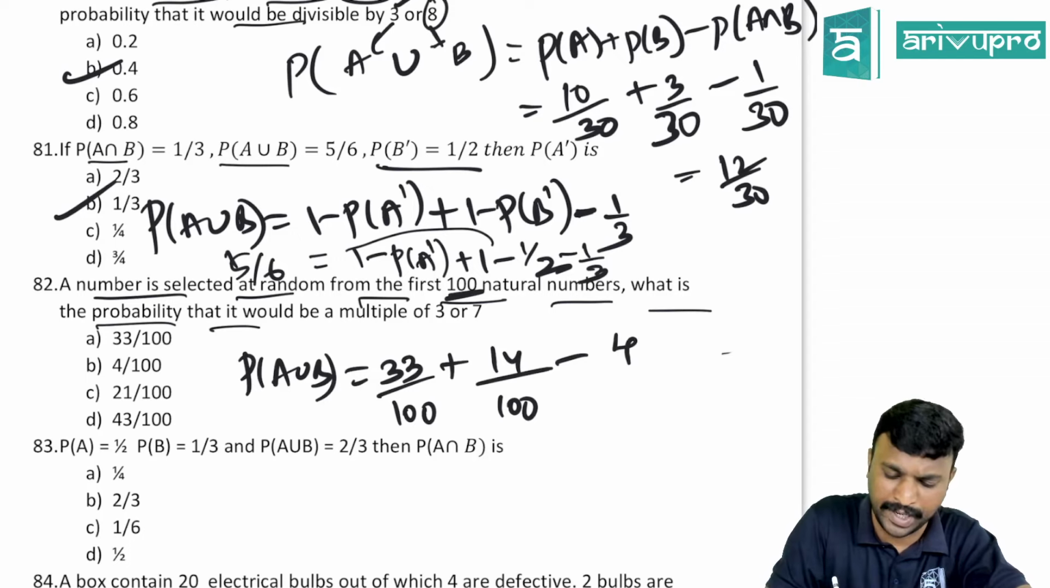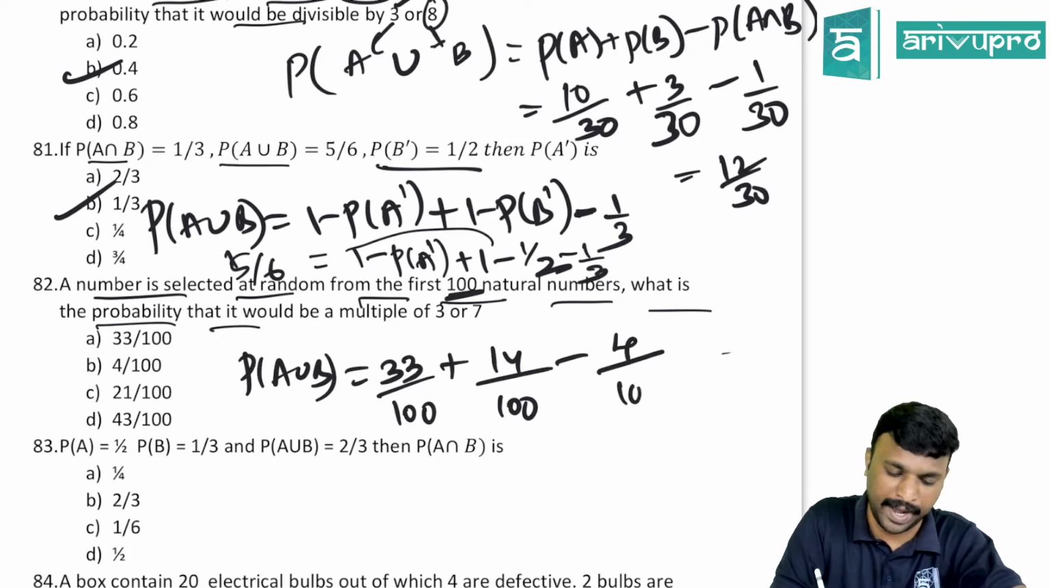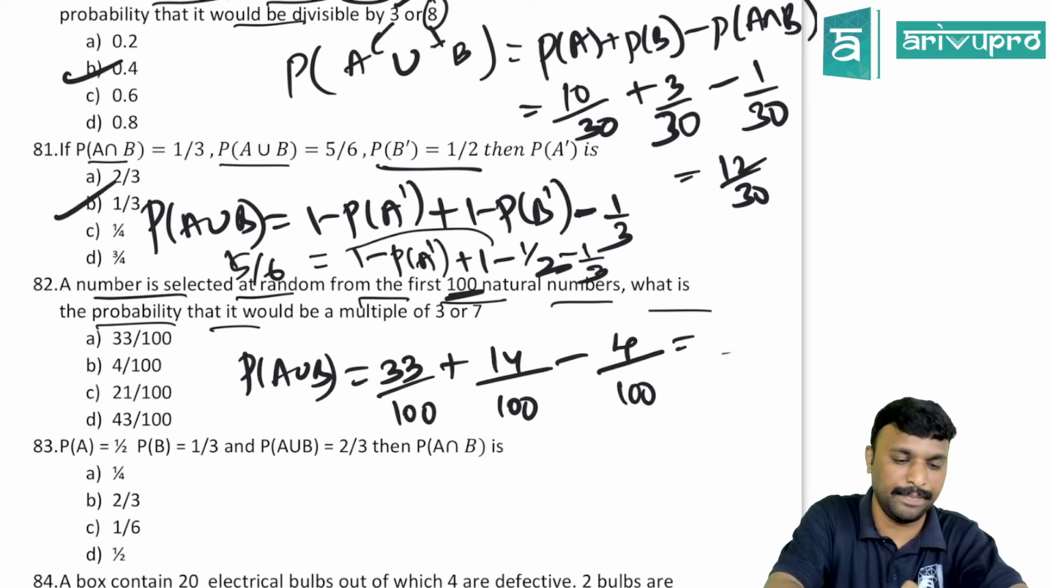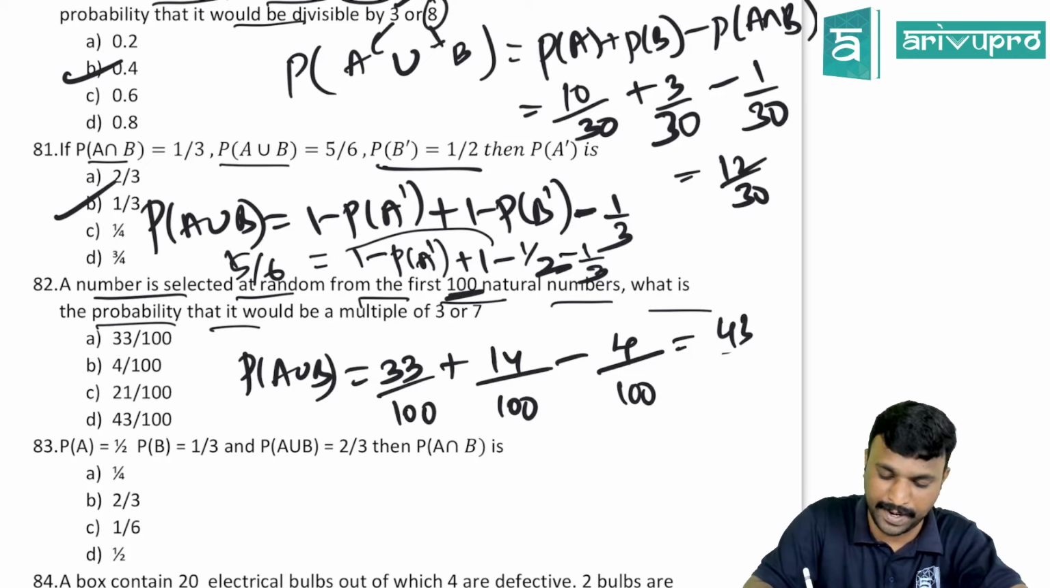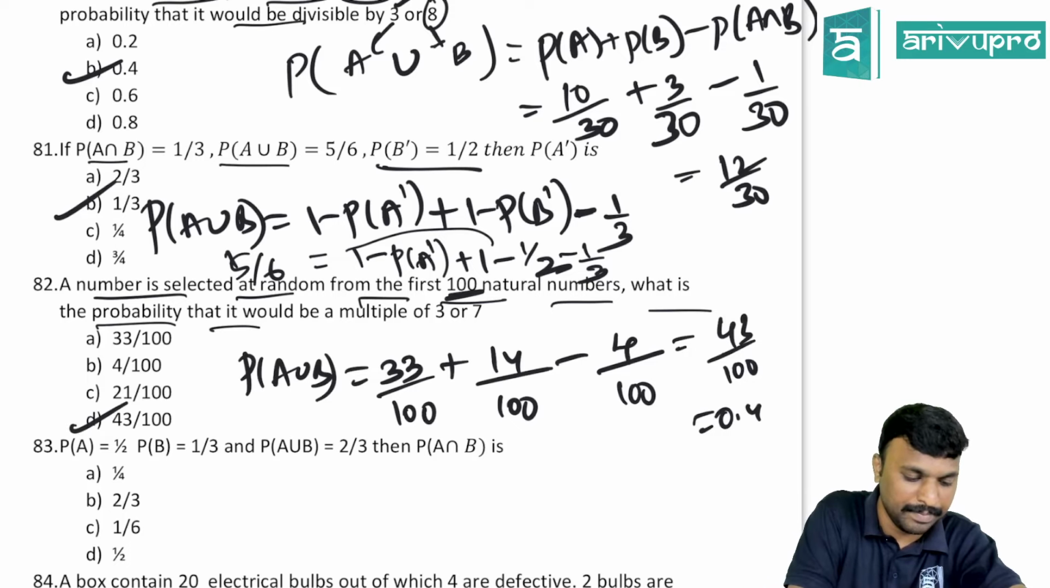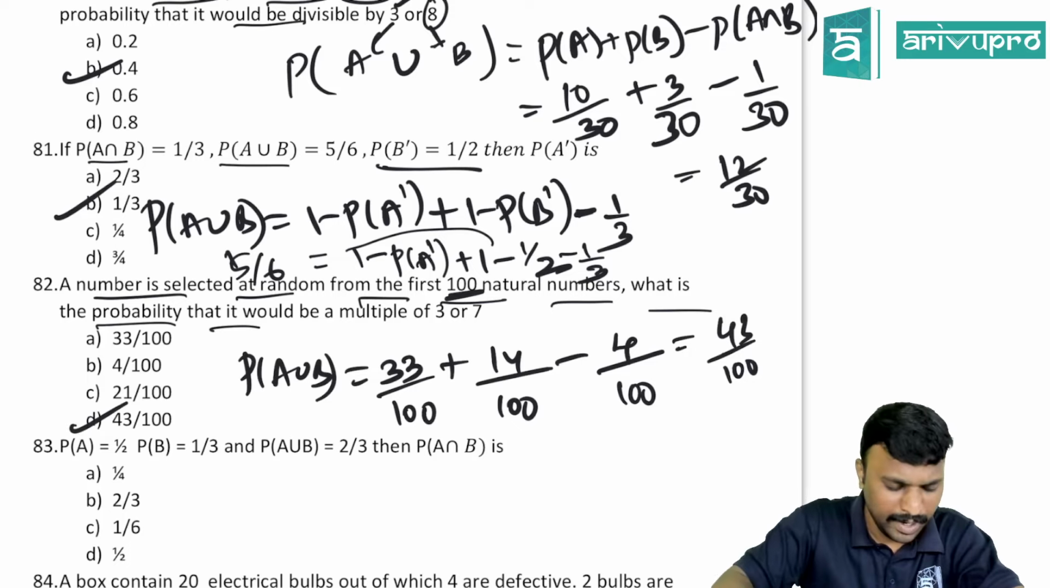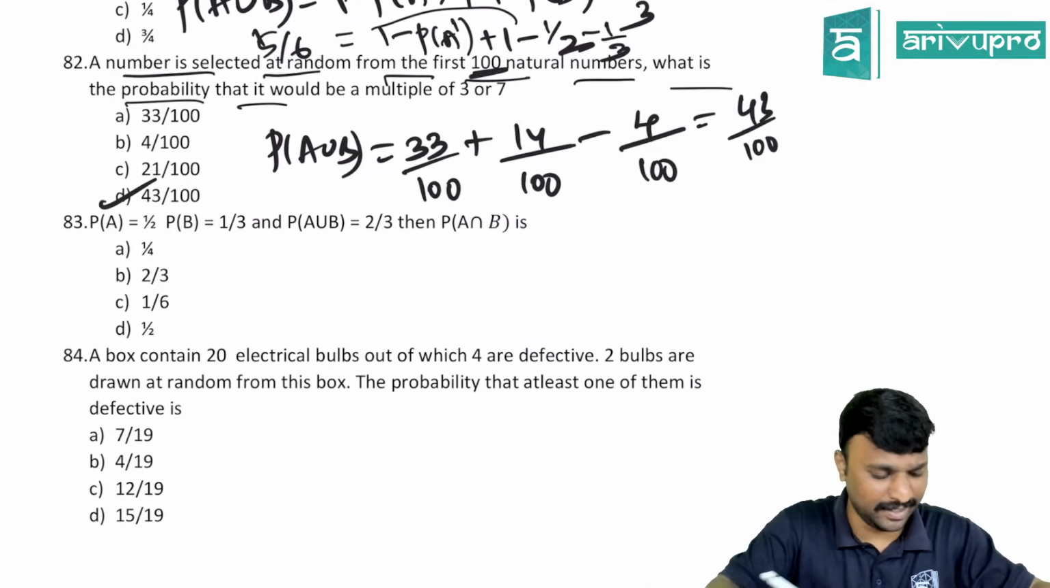You should be considering only the integral part, which is 4 by 100. Guys, 33 plus 14 minus 4, the result is 43 by 100, which is nothing but 0.43, or option D is the answer. Clear? Let's move on to the next question, number 83.